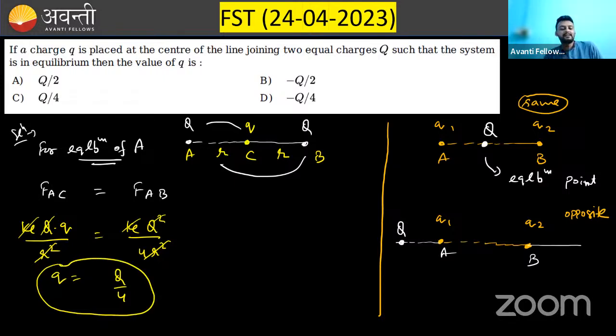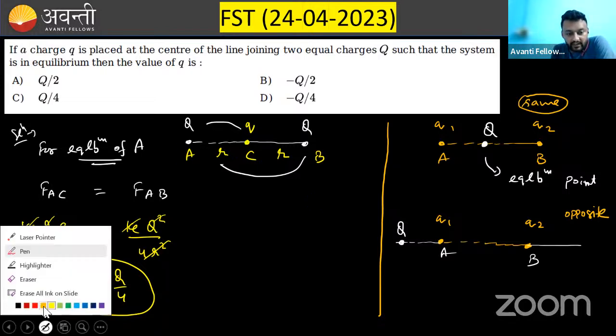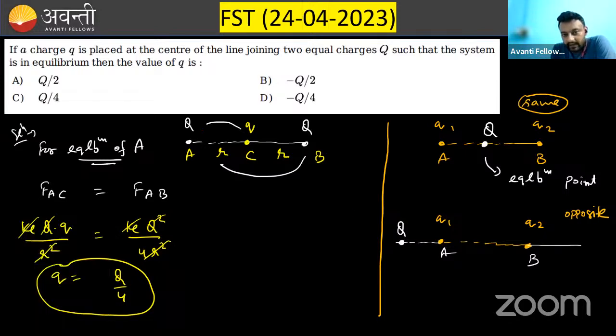Now we need to decide the sign of the charge as well, which is very easy to understand. Listen to me very carefully. All these three charges are in equilibrium. For example, B and C are our system, and these two charges are in equilibrium. The third charge A is also in equilibrium, but the third charge is outside the line.